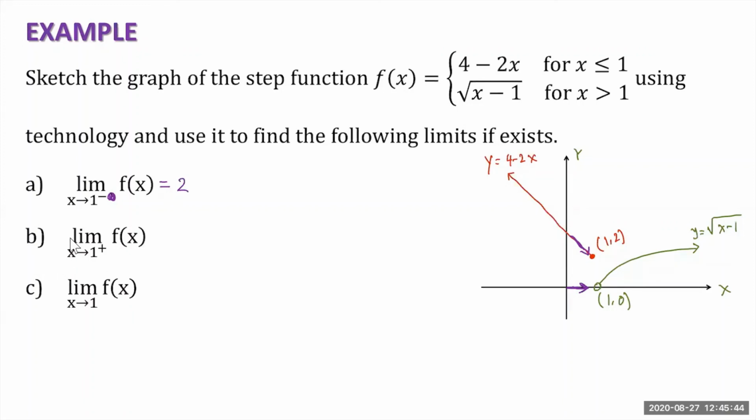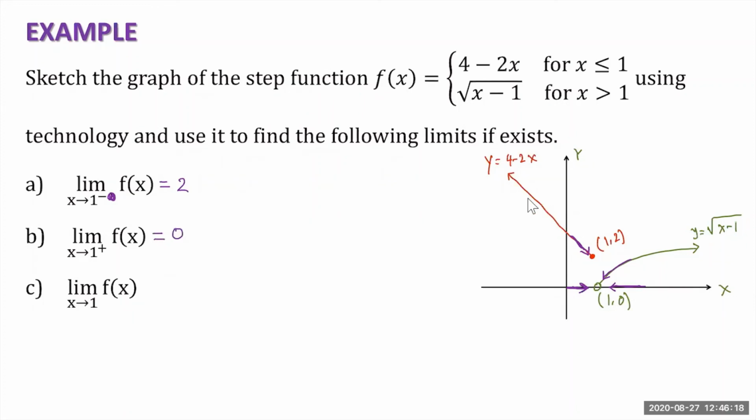In part B, we have to find the limit as x approaches 1 from the right. Here is 1. When x approaches 1 from the right, from this side, as x gets closer and closer to 1, the function is decreasing and getting closer and closer to a value. The value over here is 0. So it is getting closer and closer to 0. So this is equal to 0.